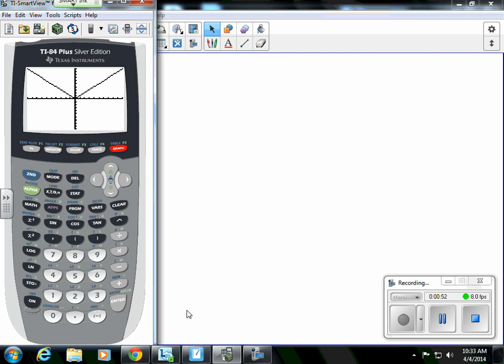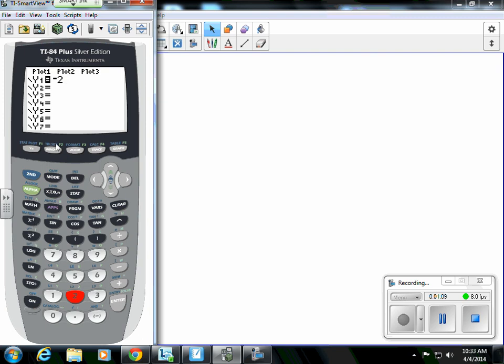X. Let's go back to Y equals, and just so that you know how to put in those functions if it's not just the parent graph, let's say perhaps it is negative 2 times the absolute value of x minus 5.